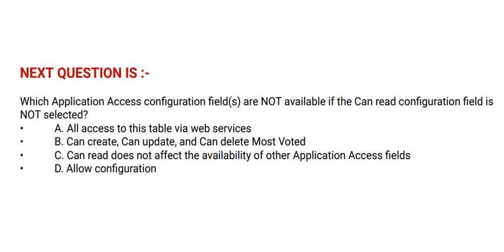Next question is, which application access configuration fields are not available if the can read configuration field is not selected? Option A. All access to this table via web services. Option B. Can create, can update and can delete. Option C. Can read does not affect the availability of other application access fields. And option D. Allow configuration. And the correct answer is option B.